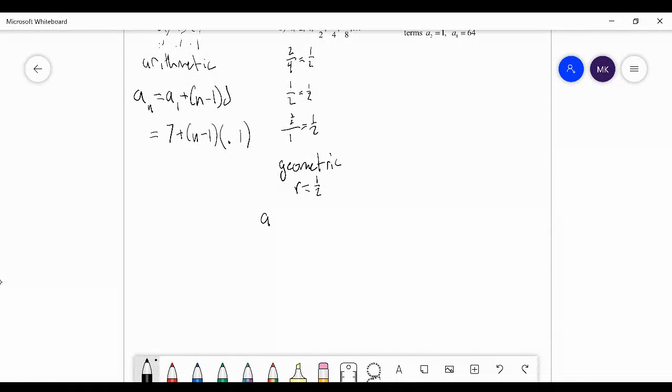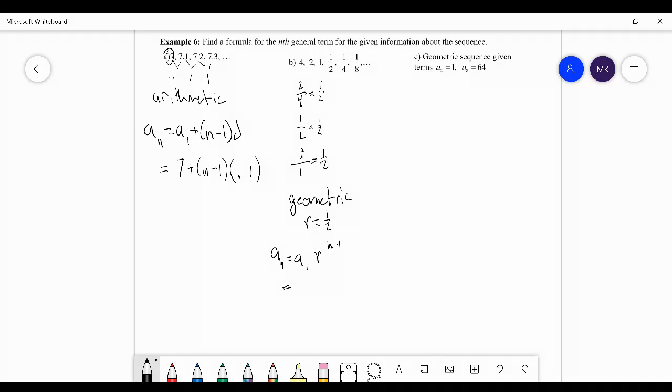So since it's geometric, a sub n is equal to a1 times r to the n minus 1. Our first term here, our a1, is 4. Our r value is 1/2, raised to the n minus 1. So these are really simple this way. It's really this easy to do. It's nothing too complicated or crazy. We want to try and keep these as simple as we can. Don't overcomplicate things in your head if you can help it.